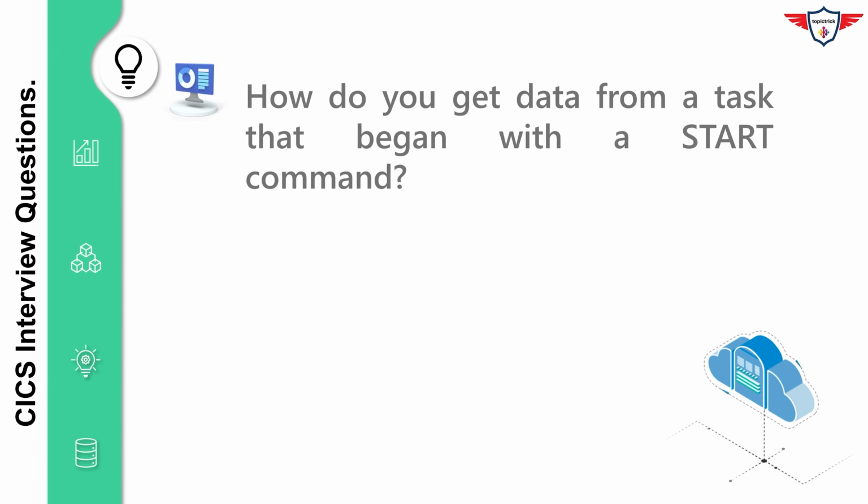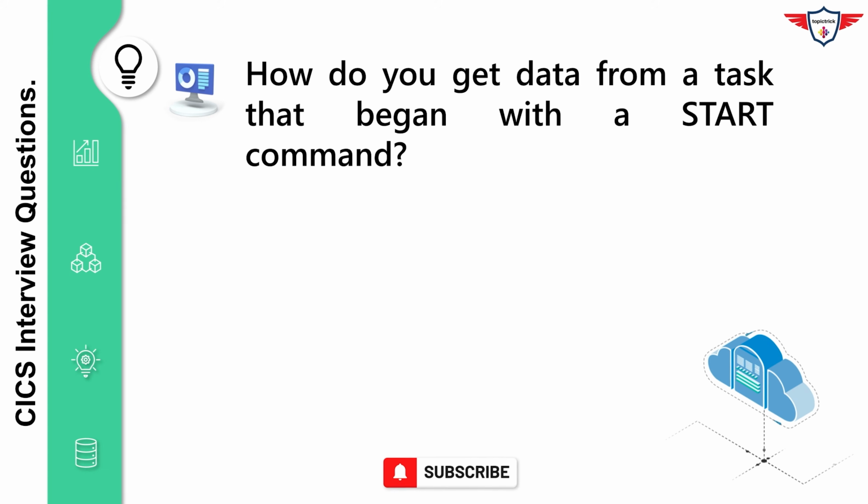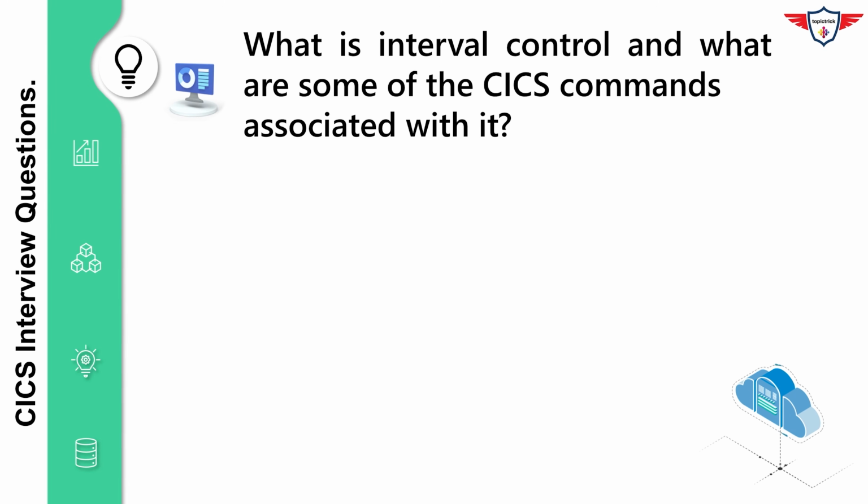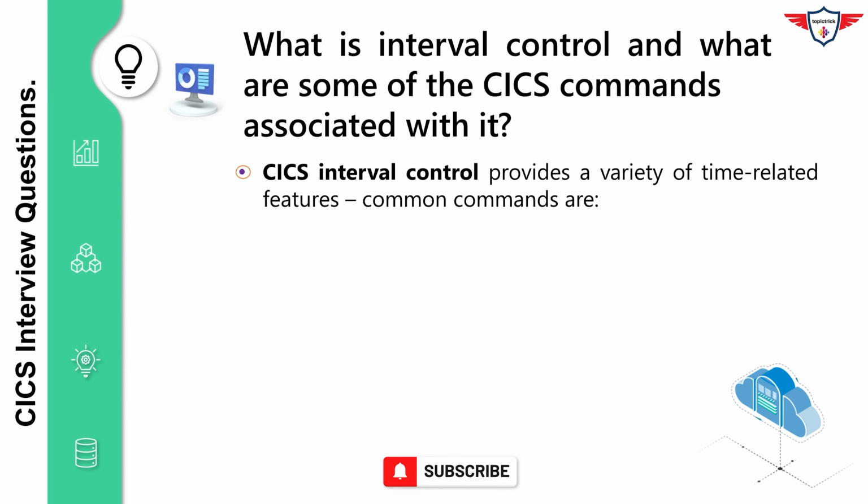How do you get data from a task that began with a start command? The retrieve command is used to get data from a task that began with a start command. What is interval control, and what are some of the CICS commands associated with it?